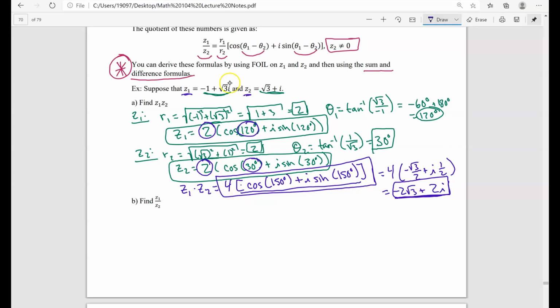So we didn't need to FOIL it out. There's just an alternative way to do it, which is nice. The only caveat is that we need to know what z1 and z2 are.